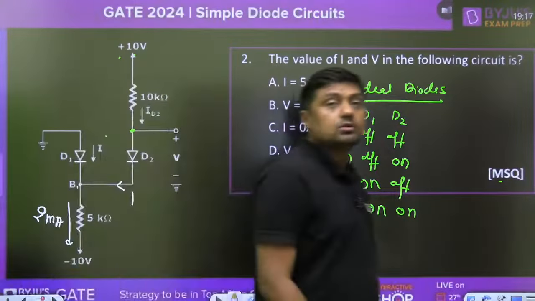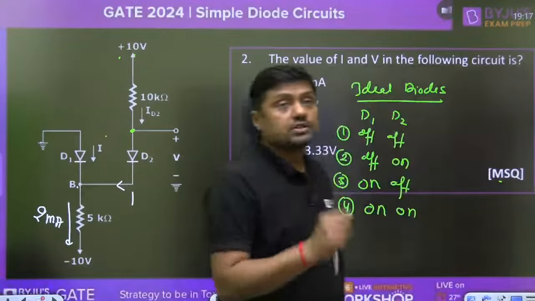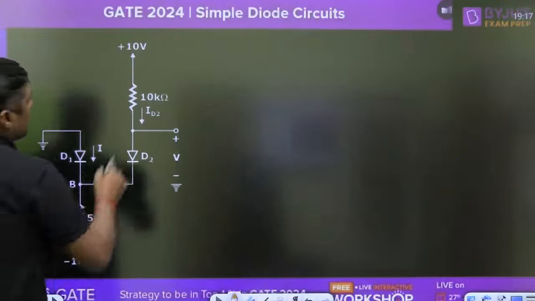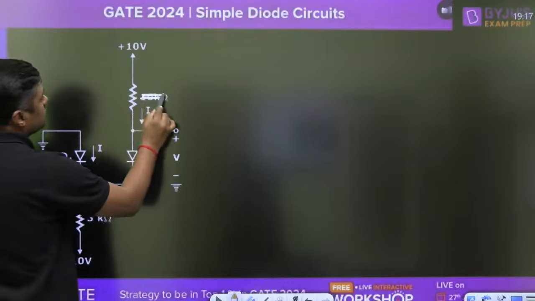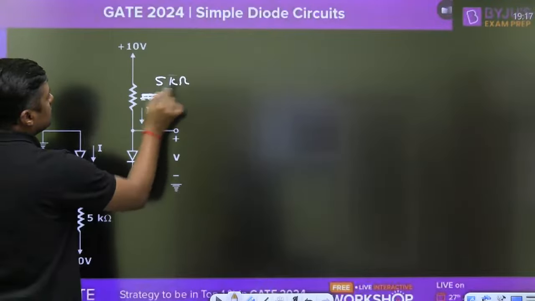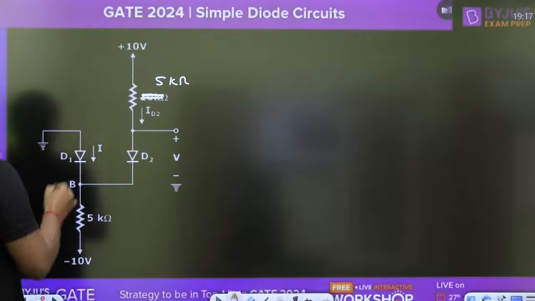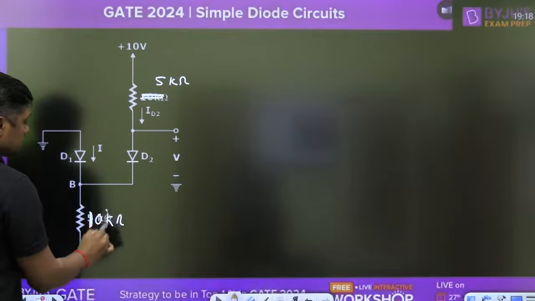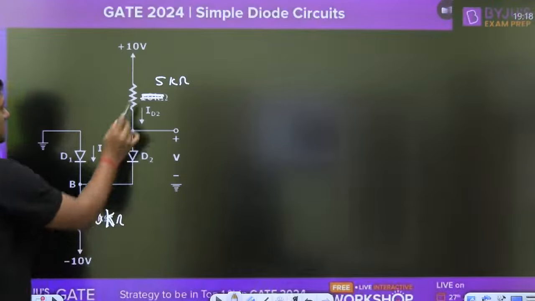Okay. Both the diodes are on. And what is the output voltage? 0. Okay. Now, suppose I am changing the value. Just I am giving you the hint. This is the 5 kilo ohm, this is the 5 kilo ohm, and this is the 10 kilo ohm. Now please check the answer. This is the 10 kilo ohm, this is the 5 kilo ohm.